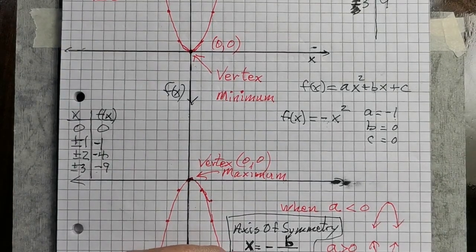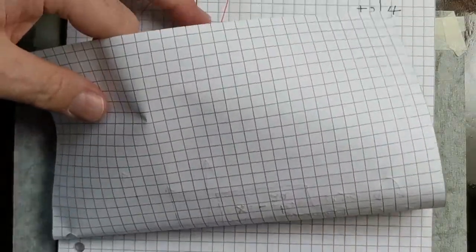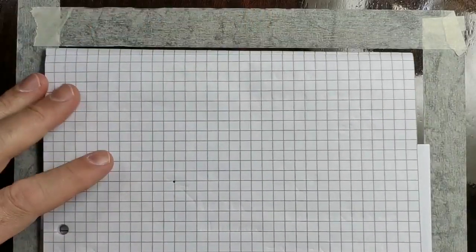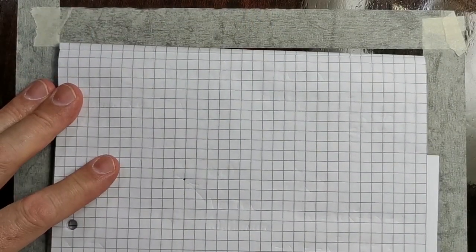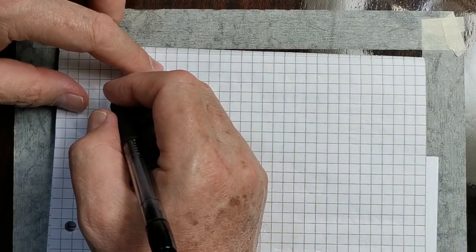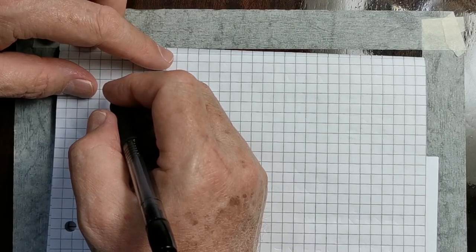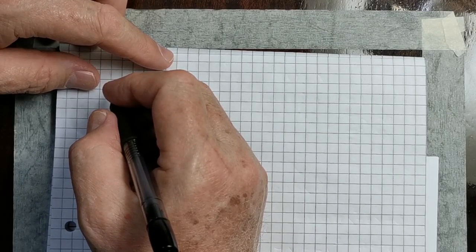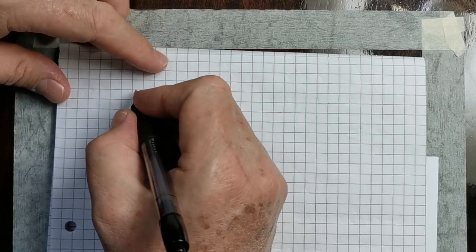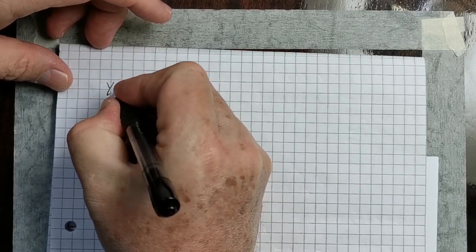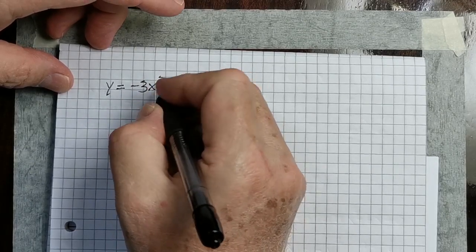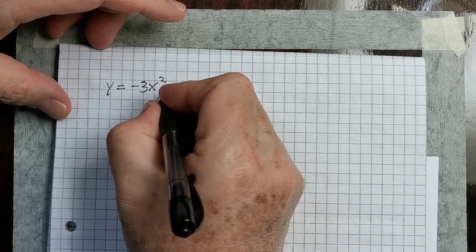So let me rip this paper off here, and I'll flip it up like this. And let's do some problems now. So let's take this example, and I will put up a PDF of this page so you can see it. But just for starters here, let's take the equation y equals negative 3x squared plus 6x minus 1.